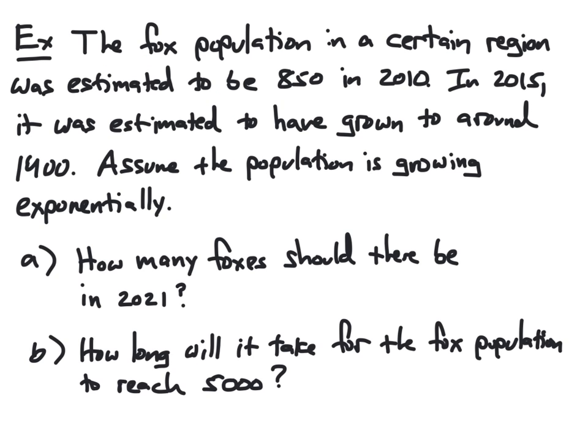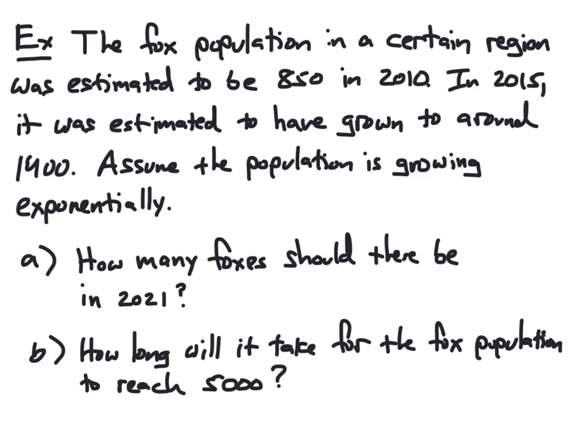Our first example concerns a fox population in a certain region. This fox population was estimated to be 850 in the year 2010. 5 years later, in 2015, the fox population was estimated to have grown to around 1,400. We're going to assume the population is growing exponentially, and therefore we can use an exponential function to model this population size at time t.